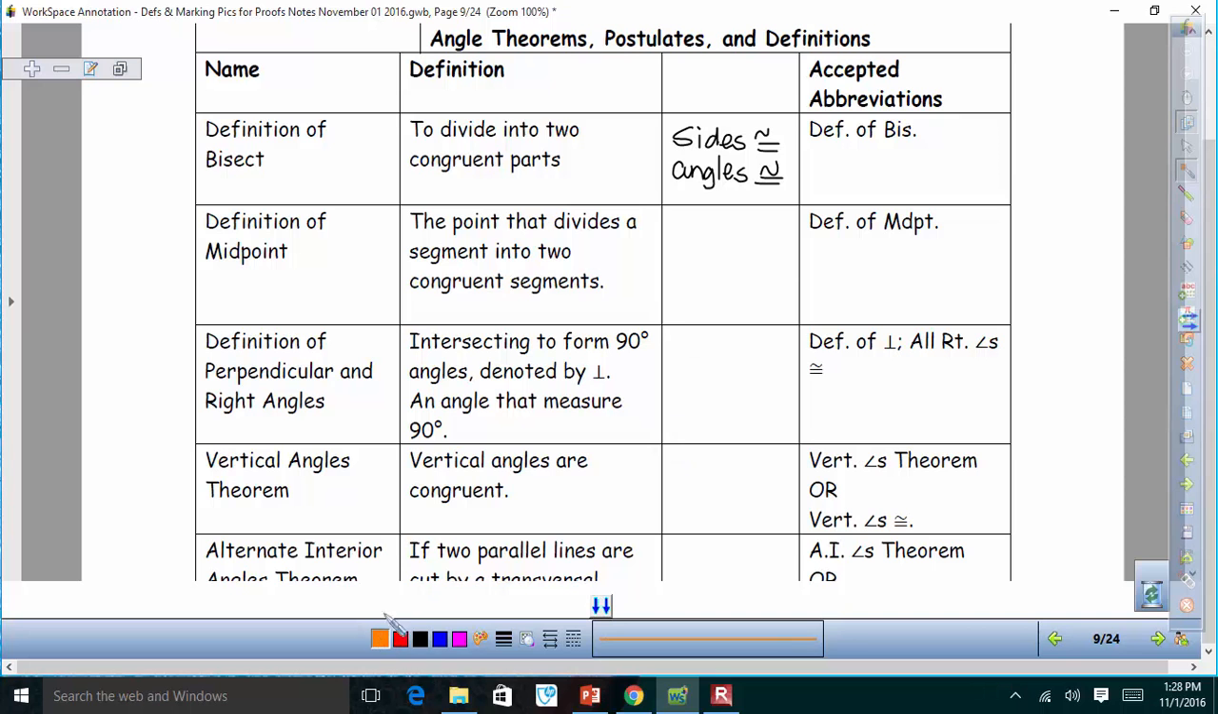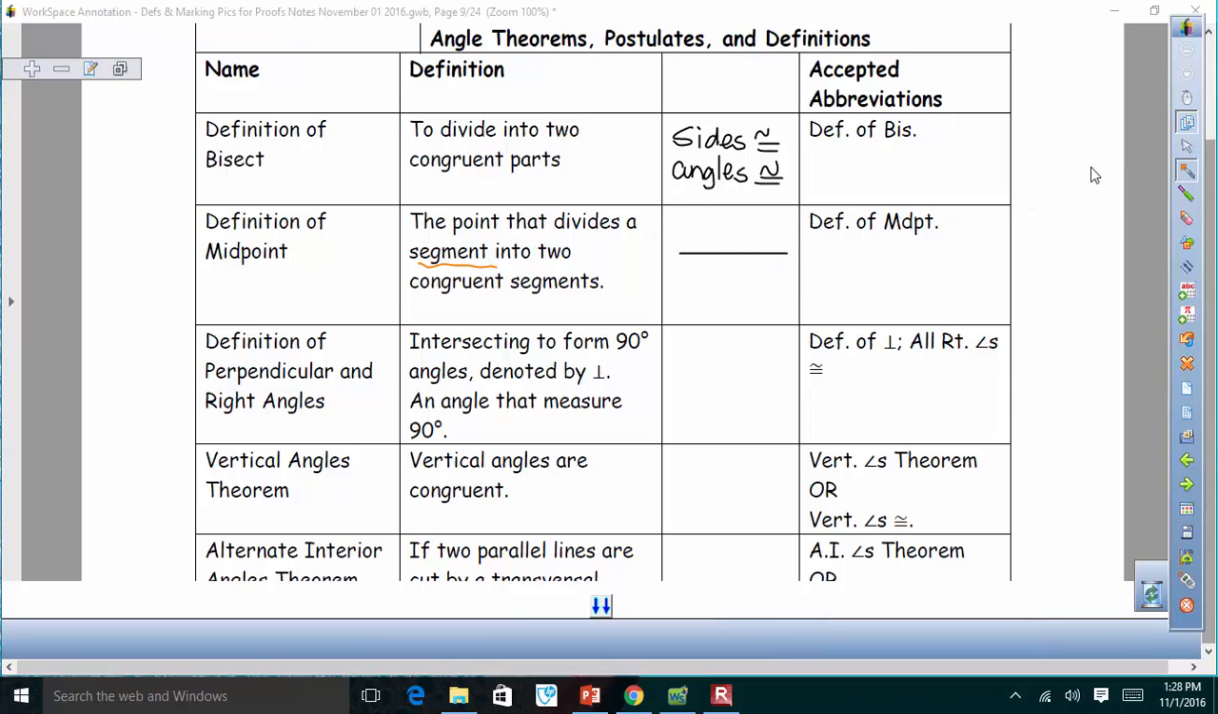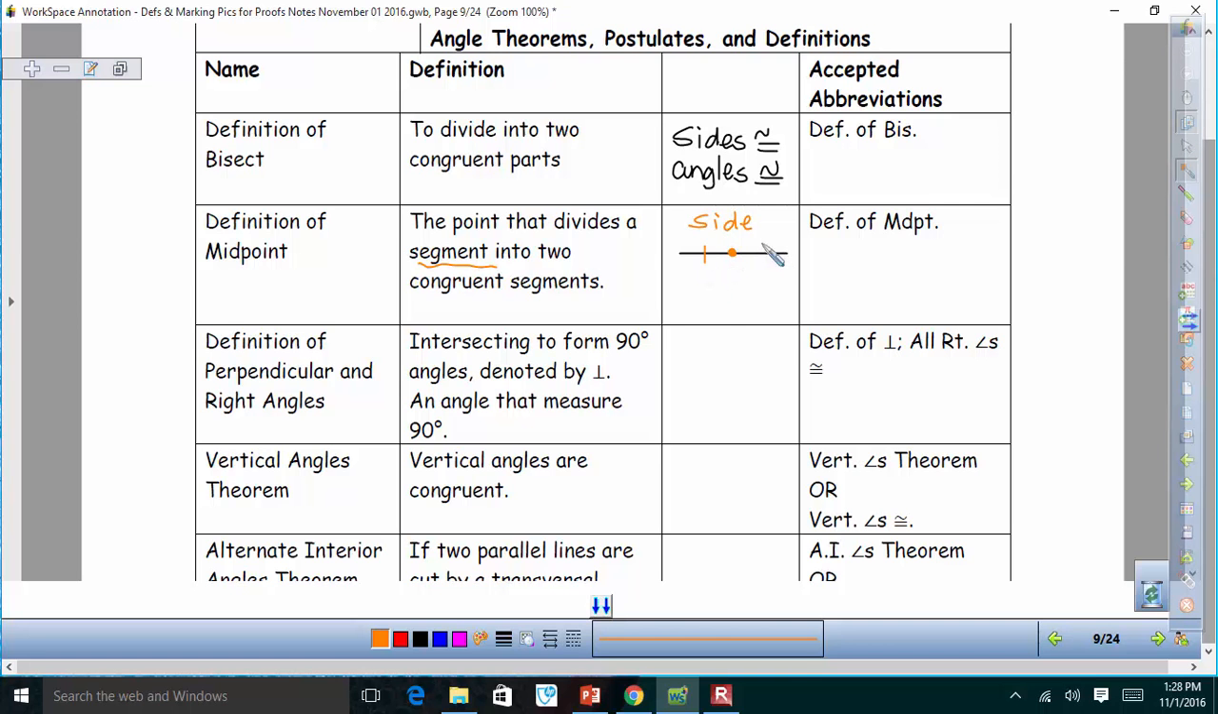Now, definition of midpoint is the point that divides a segment into two congruent parts. So if it's a segment, that means it can only be a side. And so the midpoint is going to be in the very center of that and split it into two congruent parts.